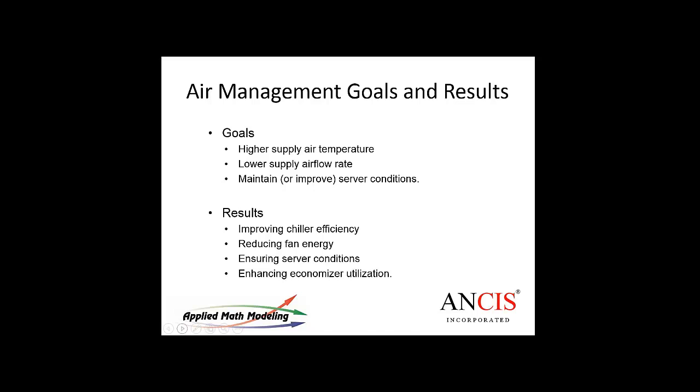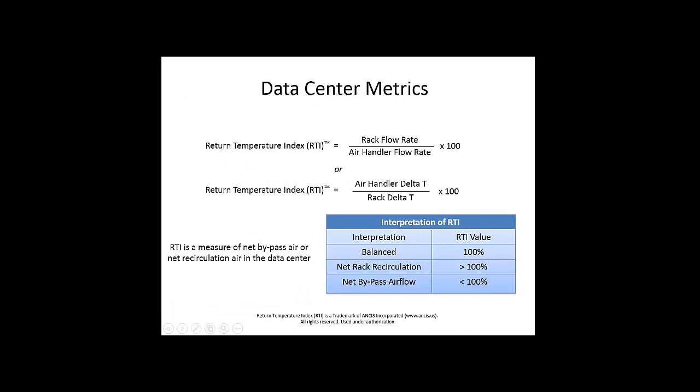Yeah, the important thing with this slide is really to show that there are just two things you can change to improve air management, and that's a higher supply air temperature and/or a lower supply airflow rate. There are no other parameters involved here. Right. Those are the two you can change to improve the conditions. Right. Now, we're also going to be using a set of metrics here.